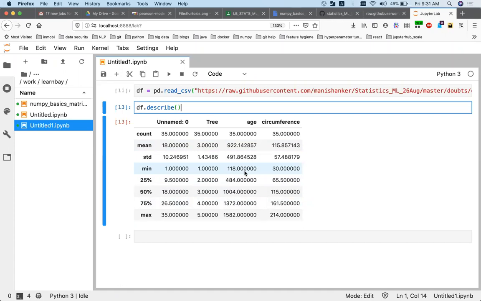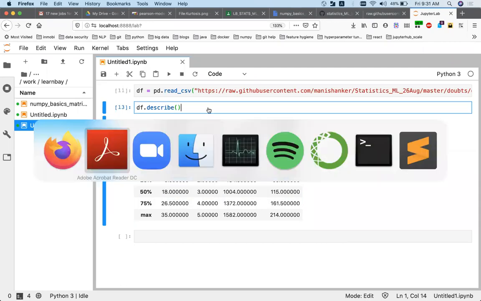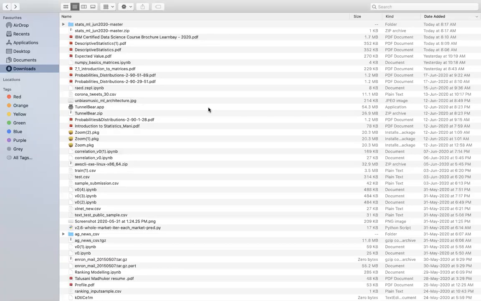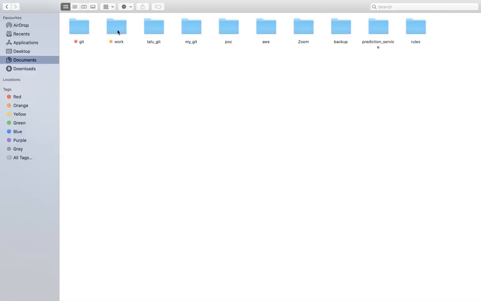Is it clear, Mani? One question I have: for the count, if one of the column's data is missing, will the count change, or will it be the same for all the columns? Yeah, that is a good question. I'm just looking for a data set which has, one second.